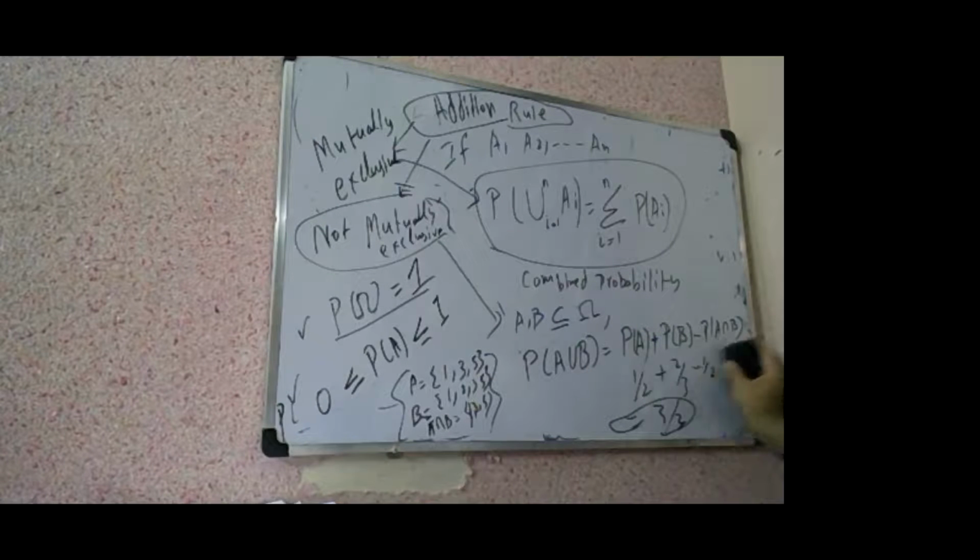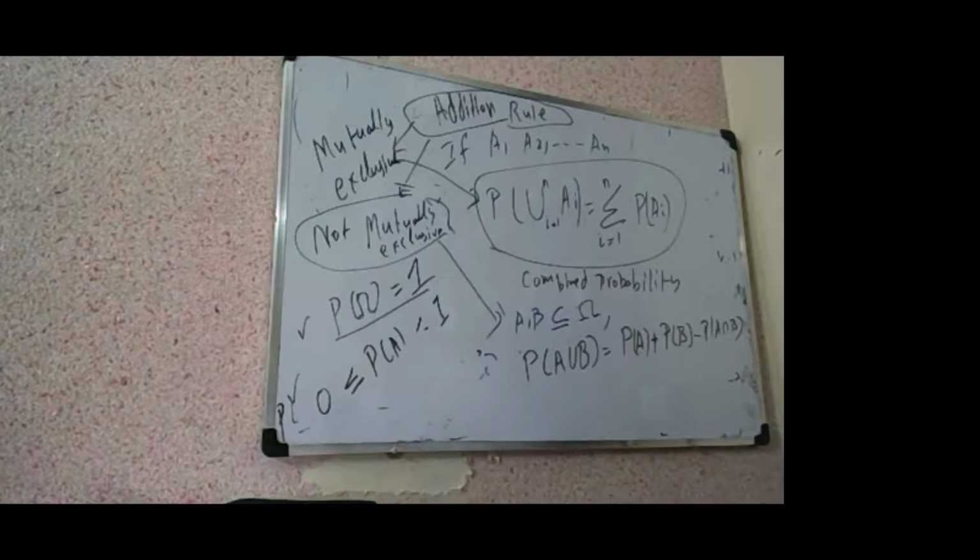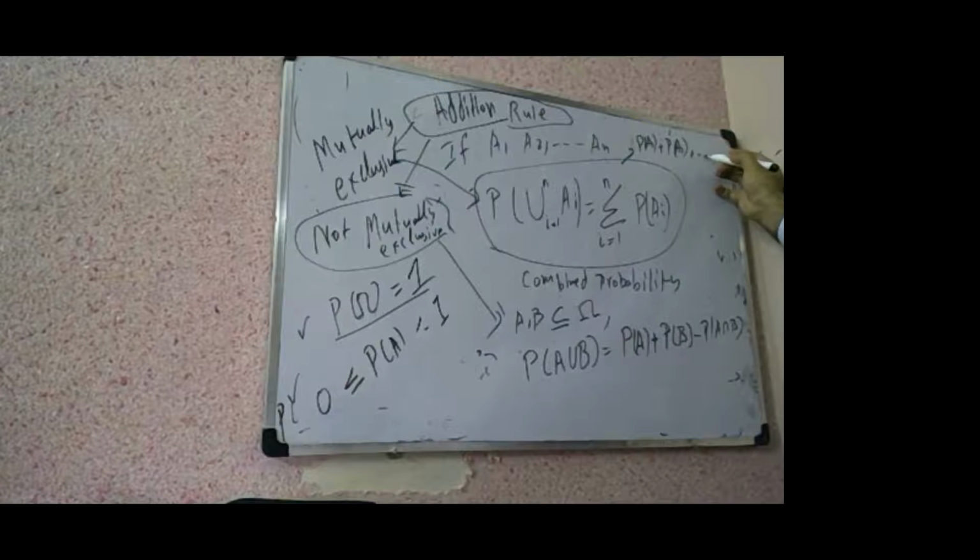So these are the two rules. And if we extend it further, in mutually exclusive we can say it is equal to probability of A1 plus probability of A2, because they are independent. There is nothing common, and so on, probability of A. And we will see through an example later.